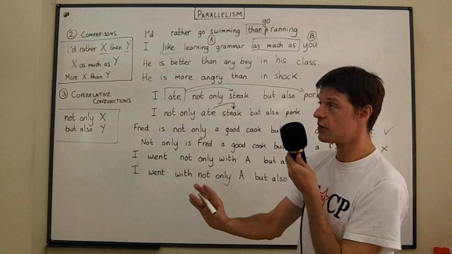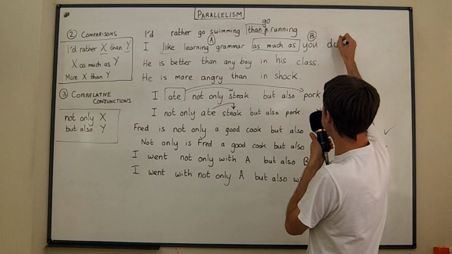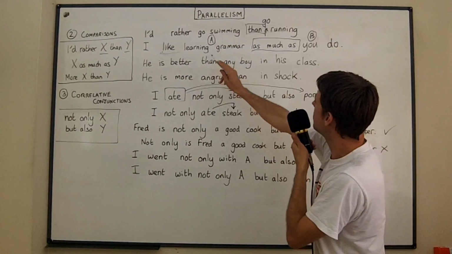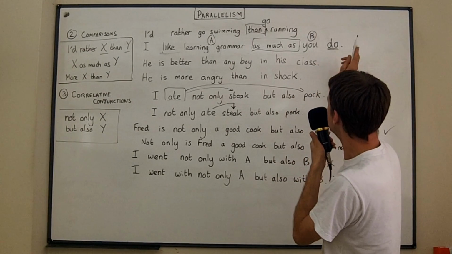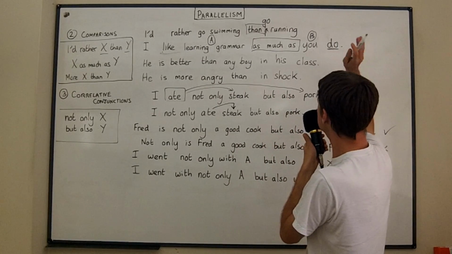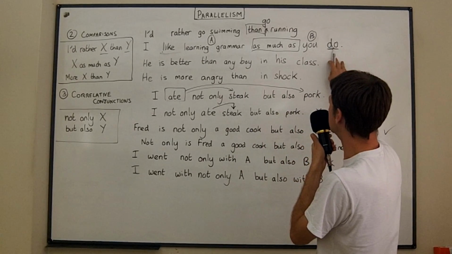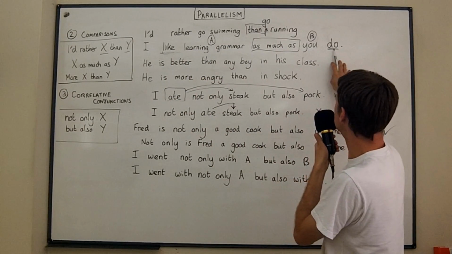Now, we don't have to write all of that. We can replace it with an auxiliary verb. And we do. We just write do. I like learning grammar as much as you do. And the like learning grammar is represented by that auxiliary verb. So we need that auxiliary verb, because it's present simple, I like, it's present simple over here.